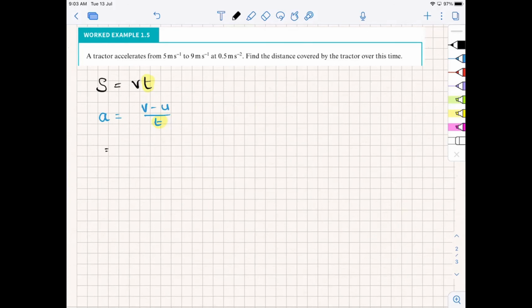Our final velocity was 9 meters per second. Our start velocity was 5 meters per second. And our acceleration was 0.5 meters per second squared. So solving for t, we'll get 0.5 t equal to 4. That was just multiplying that guy, bringing him up over there. And solving for t, we can divide over here and get t equal to 8 seconds. So there we have our time now.